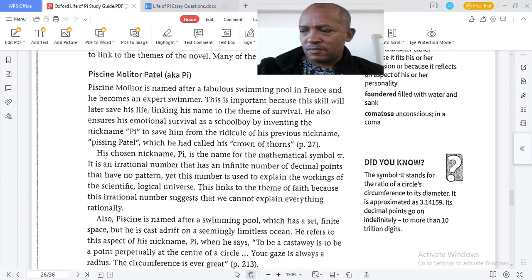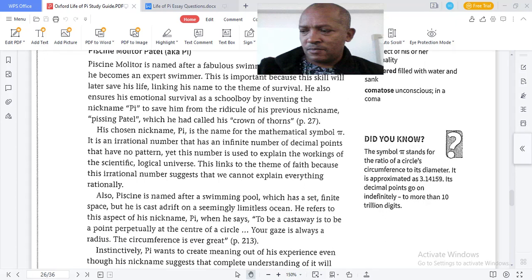the nickname Pi to save him from the ridicule of his previous nickname, Pissing Patel. Okay, which he had called his crown of thorns. Okay, so when they ask what does Pi call his crown of thorns, it would be his nickname Pissing Patel, which he got from Passim.